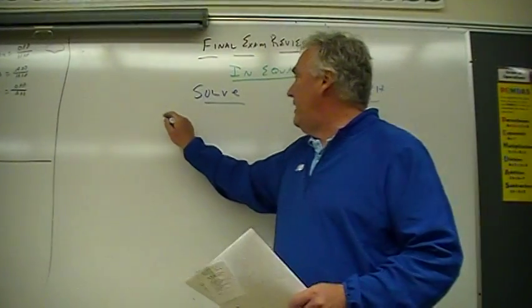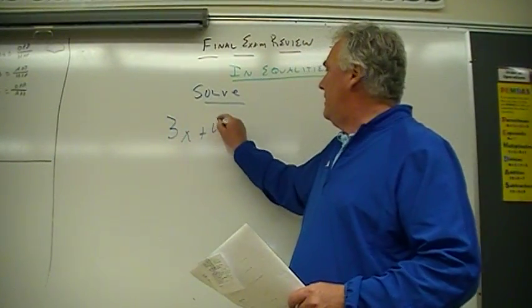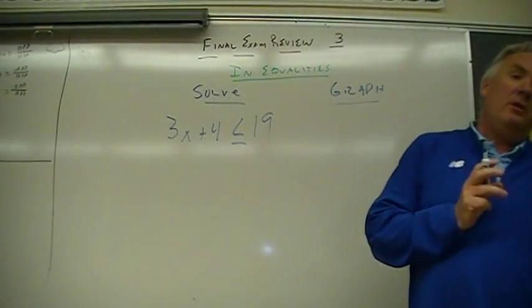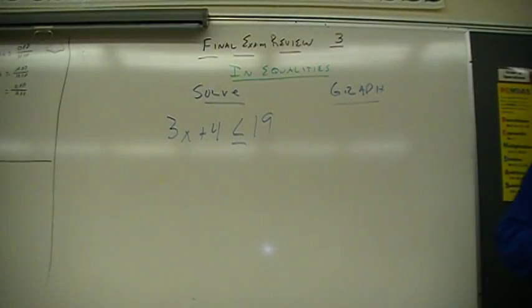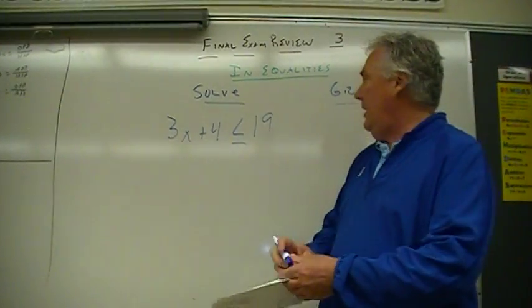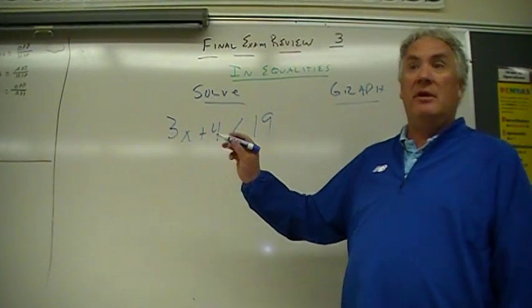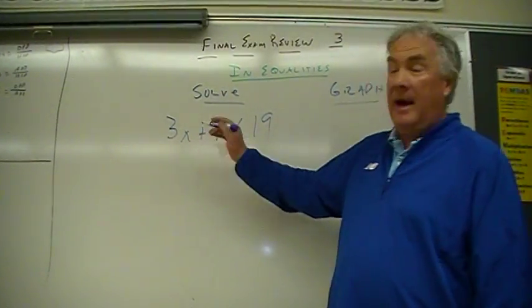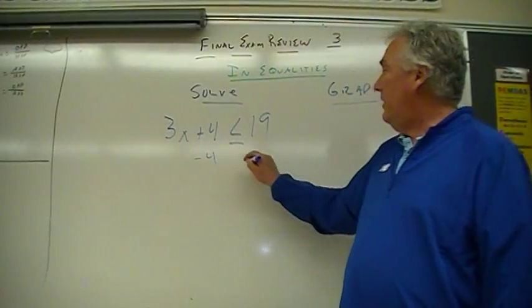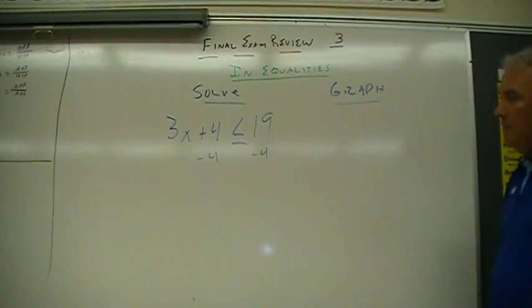So, here's the type of example we're going to do. 3x plus 4 is less than or equal to 19. It looks like a two-step equation. It acts like a two-step equation, except our answer is going to be a little bit different. So what we do is solve it the way we would solve a two-step equation, by undoing it and getting x by itself. Take away 4, take away 4.